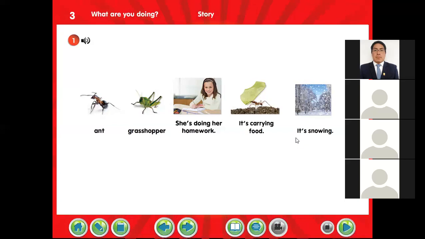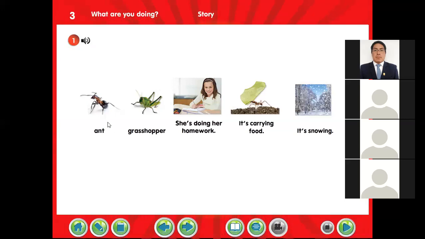Let's see. Now one boy, okay? Let's see. Okay, Luis Gutierrez. Luis, please, can you read the vocabulary, please? Luis, come on. No? Okay, my friend Rommel. Rommel, please, can you read the vocabulary? Ant. Grasshopper. She's doing her homework. It's carrying food. It's snowing. Excellent job, my friend. Excellent.